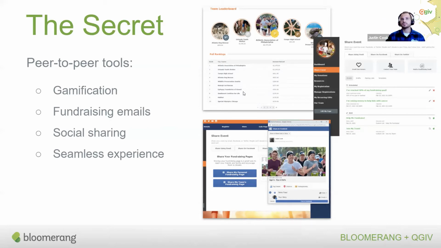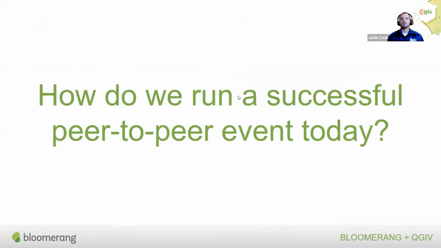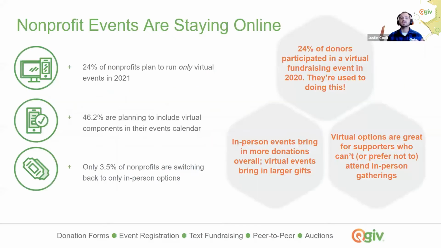So how do we run a successful peer-to-peer event today, especially when participants are still a little nervous about returning to in-person events? Well, virtual events is where we are now in 2021. And a recent study that we did here at Qgiv called Navigating the Unknown, we see that 24% of nonprofits plan to run only a virtual event in 2021. 46.2% plan to include virtual components in their event calendar, and 3.5% are returning to in-person only events.